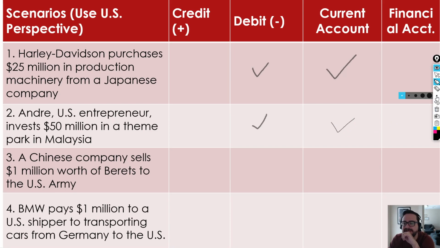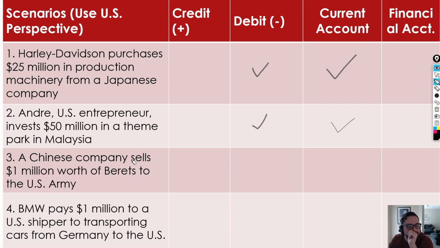That is investment income in that scenario. So it'll depend. If it were to say that he outright buys the theme park, if he bought the freaking theme park, that'd be financial account, because now he owns that property and is making money off of it. That'll eventually be helpful for us. But if he's just investing in there, like in the form of a stock, then it's current account.